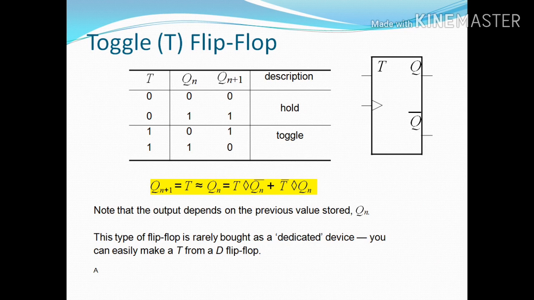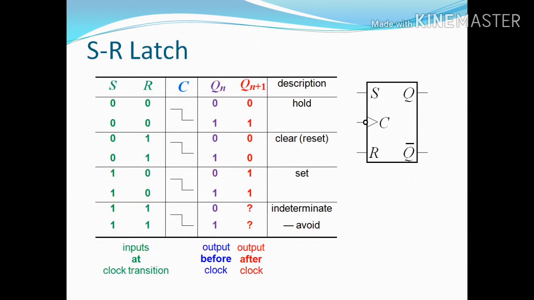Now another one-input flip-flop, that is our T flip-flop or toggle flip-flop. Here the equation is written. If T is 0 and Qn is 0, then Qn plus 1 is also 0. If T is 0 and Qn is 1, then obviously Qn plus 1 is also 1. That means it fully depends on Qn, so it is the condition of hold. Just the opposite, when T equals 1, you can see the output is the opposite. So it will be called toggle.